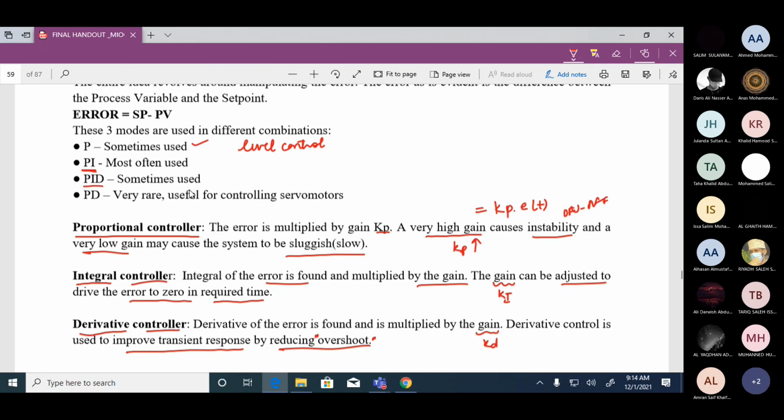PID is also used especially when there is temperature, composition, when you have to make sure there is no error and you want the control variable or the process variable to come back to the set point fast. You have to use the PID controller. And PD, this combination is very rare, only for servo motors, especially the ones that are used for electrical applications. We will use PD, but very rarely. In our area of work, we use mostly the PI or the PID. Okay.